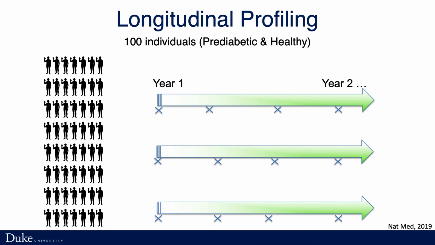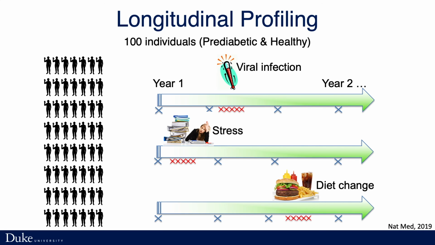And so what's really interesting about a longitudinal study like this is that there are natural perturbations that take place. So people would get infections or have stressful life events or undergo some dietary change. And during that process, we would ask people to come in to give more dense samples so that we would actually get a very high resolution picture of what the biomolecular changes look like over time.